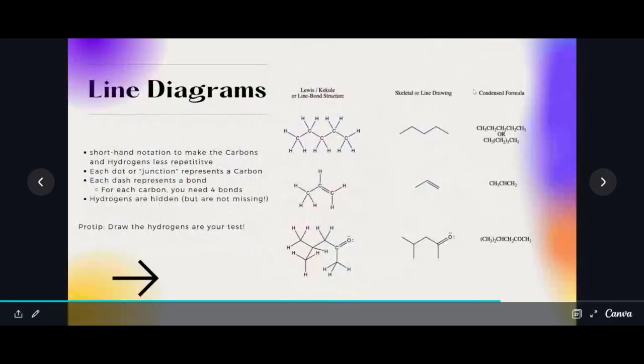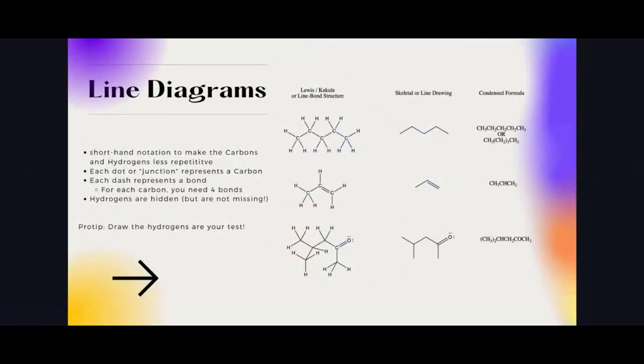Okay. So we'll transition to line diagrams, and this is essentially just a shorthand notation to make the carbons and hydrogens less repetitive. You don't see this a lot in general chemistry. You only get introduced to it, but in organic chemistry, this is the notation used because you'll only talk about carbon compounds. And just to make it easier on scientists when you're drawing them, these little points, the junctions, I would say, are the carbons.